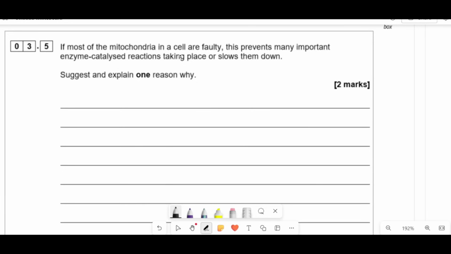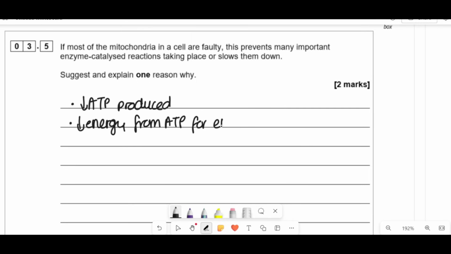That's it. If most of the mitochondria in a cell are faulty, this prevents many important enzyme catalyzed reactions taking place or slows them down. Explain one reason why. So it's saying, why does faulty mitochondria mean enzymes don't work? What that means is if mitochondria are not working, we're going to make much less ATP, right? So then we need to think about why that affects enzyme-substrate reactions. So it means there's less energy from ATP for enzyme reactions. That's all it wants. That's it.